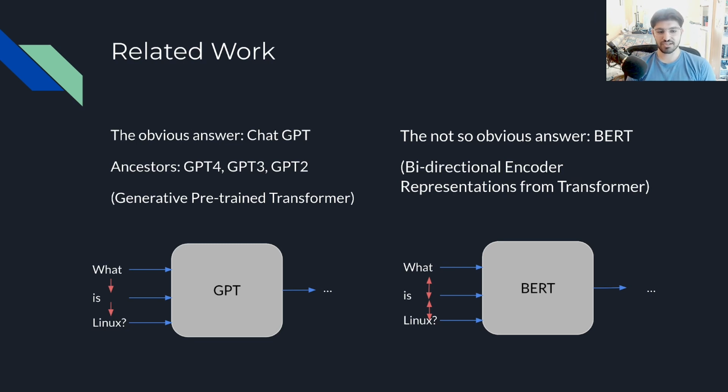After a bit of researching, I found the not so obvious answer: BERT. BERT stands for Bidirectional Encoder Representations from Transformer. Bidirectional means that each token does not only take into account the following tokens, but also the previous ones. This makes it more context aware and better suited for our application.